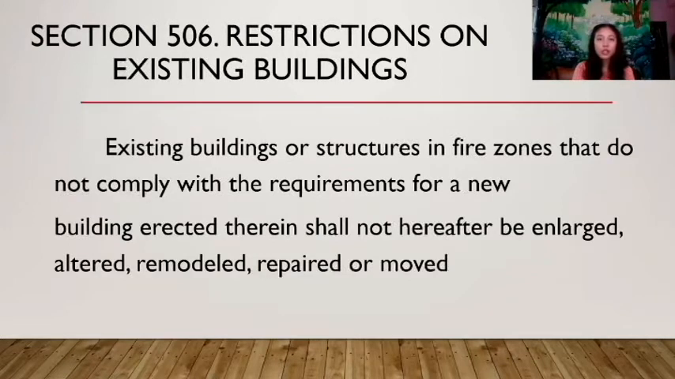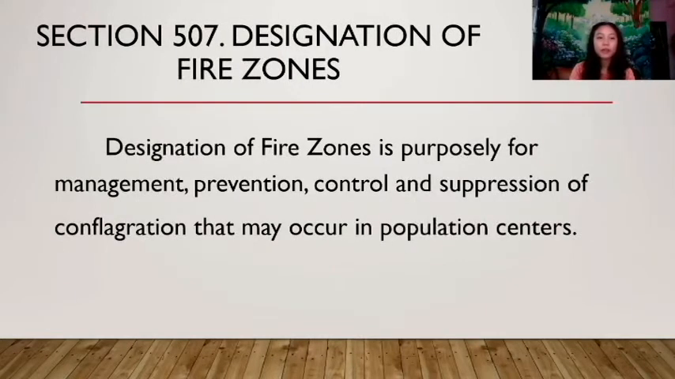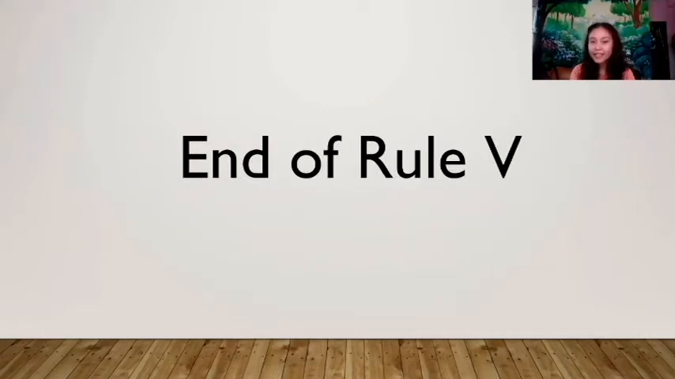Section 506, Restrictions on existing buildings. Existing buildings or structures in fire zones that do not comply with the requirements for a new building erected therein shall not hereafter be enlarged, altered, remodeled, repaired, or moved. Section 507, Designation of Fire Zones. The legislative body of the LGU may enact ordinances for the purpose of designating fire zones based on the parameters and guidelines set forth in this section. Designation of fire zones is purposely for management, prevention, control, and suppression of conflagration that may occur in population centers. So that's the end of Rule 5.